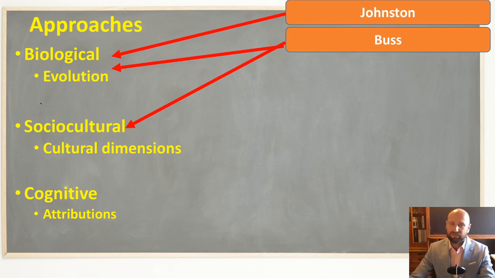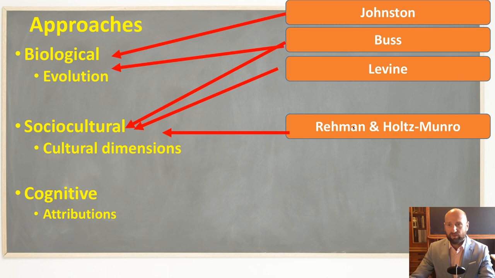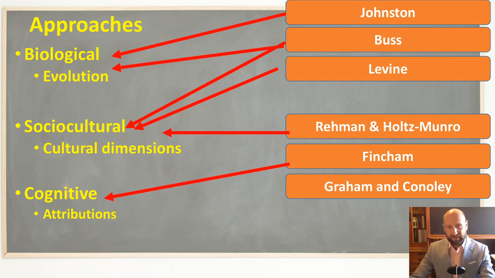Cultural dimensions is a socio-cultural factor. Buss's study looks at that, as does Levine. So we've got 2 studies for that approach. And Raymond, Holtz, and Monroe, maybe not cultural dimensions, but it is looking at cultural factors. Then we get into the cognitive explanations. Now, that's an unlikely question, but we just have to be prepared for it just in case.